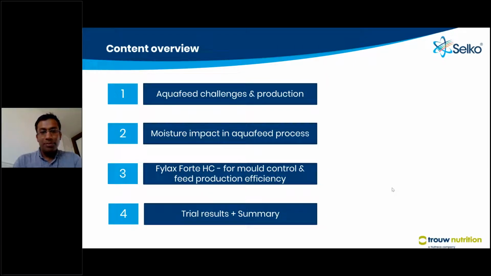The overview of the presentation is I'm just going to briefly touch upon the general aquafeed challenges and production opportunities, then move on to the role of moisture, then specifically the limitations and challenges in pelleting and extrusion. Then I'm going to talk about the solutions, because moisture brings a benefit, but also some negative aspects. And then I'm going to talk about the product that can handle both the negative side and the positive side of moisture management in aquafeed production. And then I should finally show some trial results and a summary.